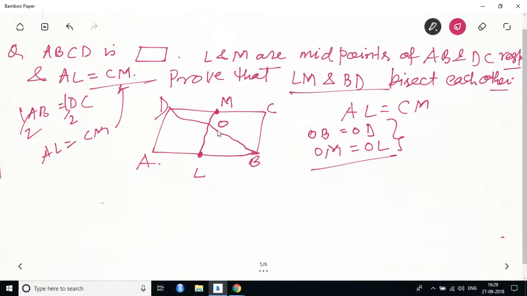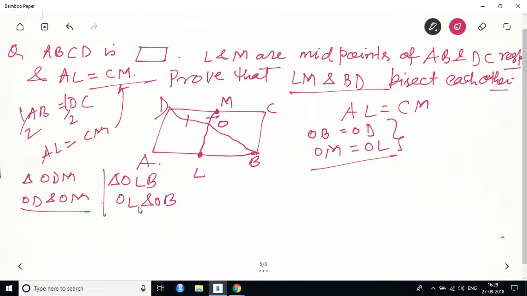Now, how do you prove it? So try to understand. See, OD and OM are part of triangle ODM. So I'm writing triangle ODM. Two sides, OD and OM, are sides of it. Great. And I am writing triangle OLB, and look here, OL and OB are part of it. Now I have two triangles and I have to prove that sides of this triangle are equal to sides of this triangle. This can only happen when I prove either similarity or congruency between the two triangles.